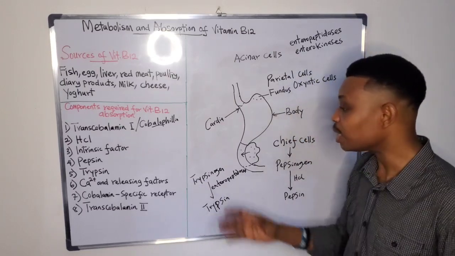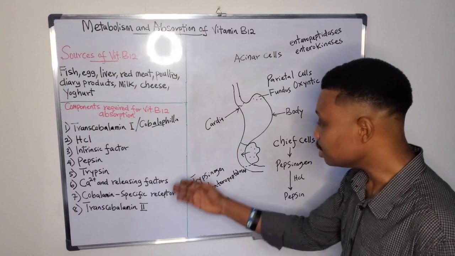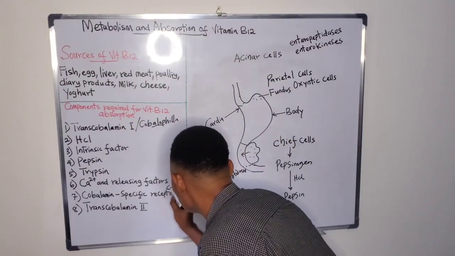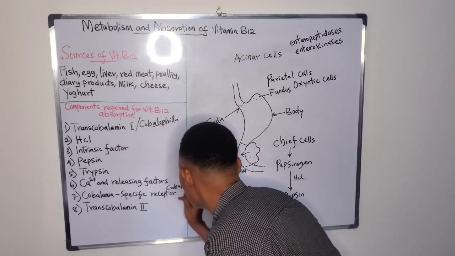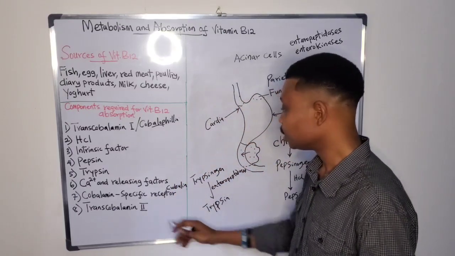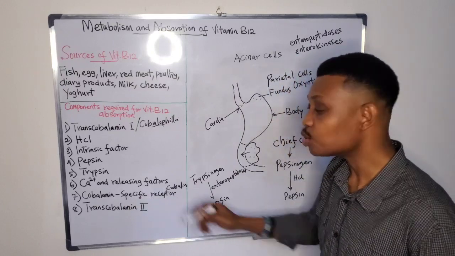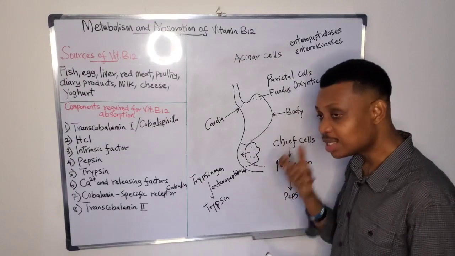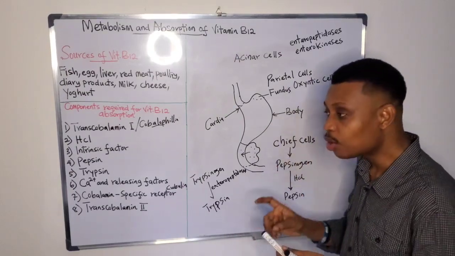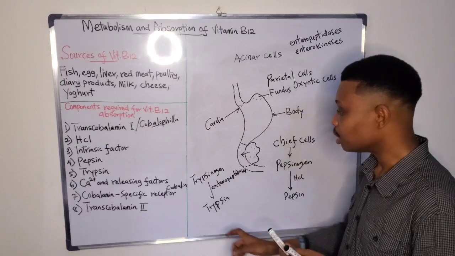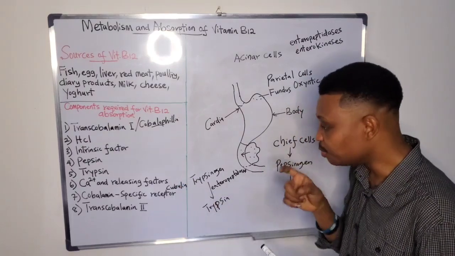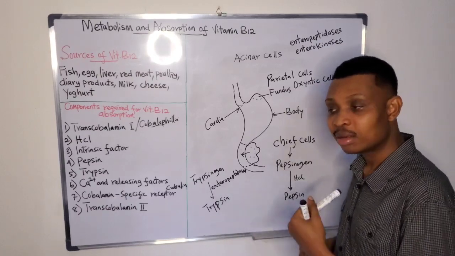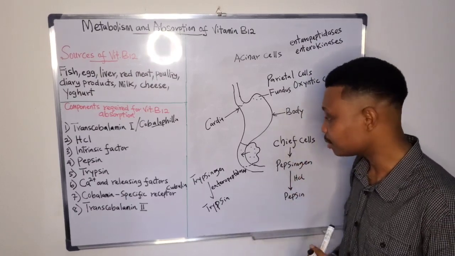The next one is cobalamin specific receptor. This can also be called the cobalamin receptor. Okay, cobalamin specific receptor is a receptor that is present at the ileum where cobalamin is absorbed. This receptor is specific to cobalamin, where cobalamin binds to this receptor and then its absorption is enhanced.